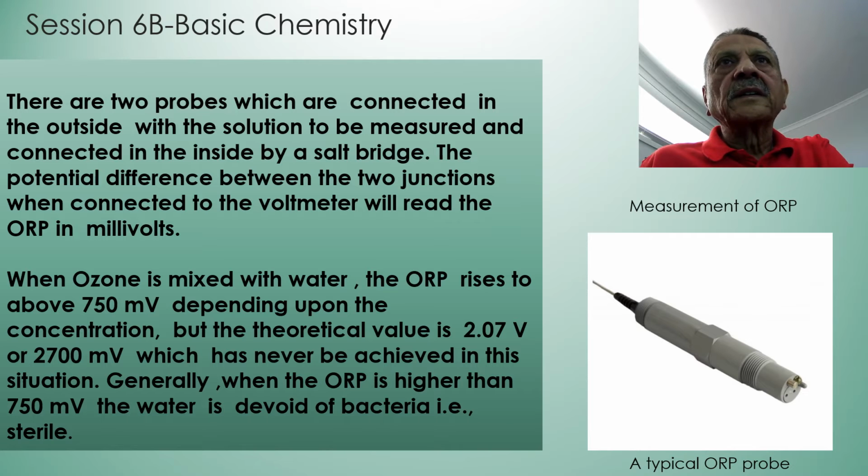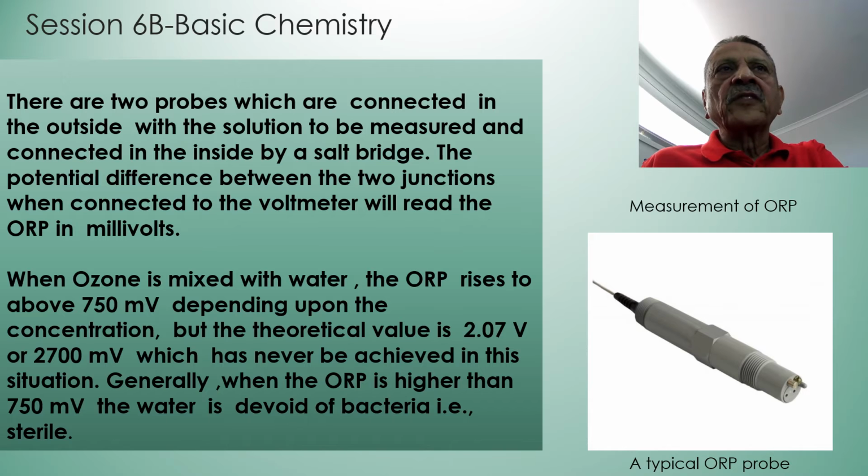We have to measure the redox of any substance that we are oxidizing. That will tell us how much oxidation has taken place. And for this, we need an equipment or measuring device. This measuring device is an ORP probe. The probe contains two small probes connected on the outside with the solution to be measured and connected on the inside by a salt bridge. The potential difference between the two junctions, when connected to the voltmeter, will read the ORP in millivolts. I don't want to explain too much on how the probe works because it is not relevant to our subject.